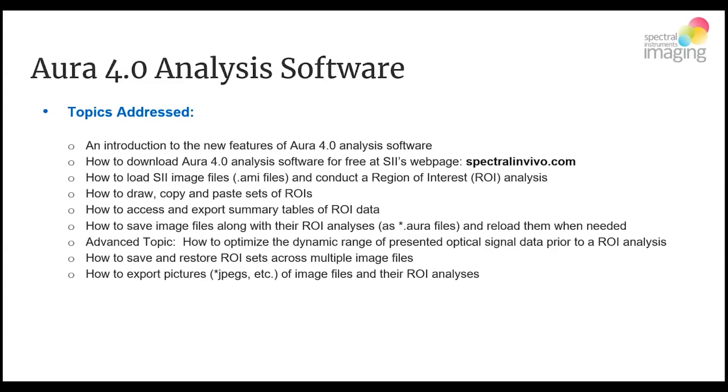We showed then also how once a final ROI analysis was completed, how it could be saved with the image file as a .ORA file and then reloaded when needed for evaluation or perhaps improvement on the ROI analysis done. We also addressed a nuanced advanced topic, if you will, on how to optimize the dynamic range of the optical data that is presented in your images for the purposes of potentially identifying low-level signal data that you may want to include in your overall analysis. We also showed how to save and restore ROI sets across multiple image files so that you wouldn't have to always redraw the ROI sets that you had made. And finally, we showed a record-keeping protocol for how to export pictures, JPEGs, etc., of your image files for the purposes of future reference or presentation.